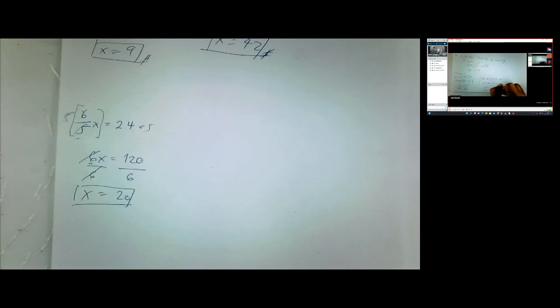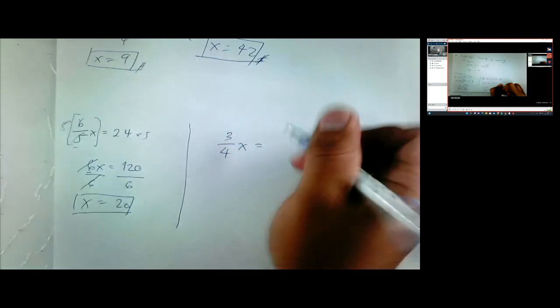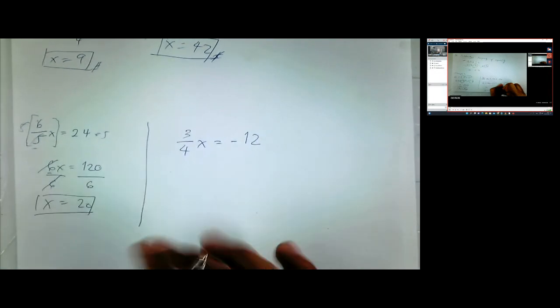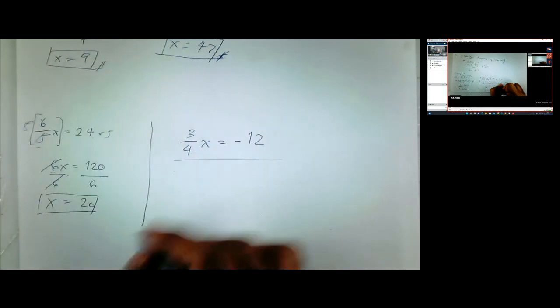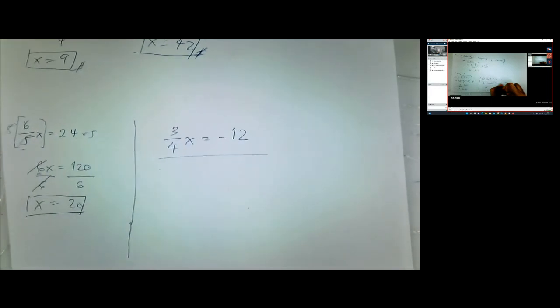Understand? Okay? No question? Good. Now, if I give you this one, 3 over 4x equals negative 12. What is the value of your x? Okay, try this one. 3 over 4x equals negative 12. What is the value of your x? What is the solution to the given equation? Try it.